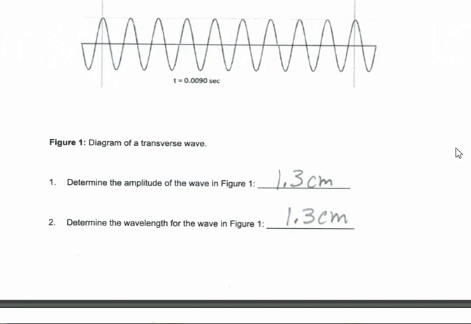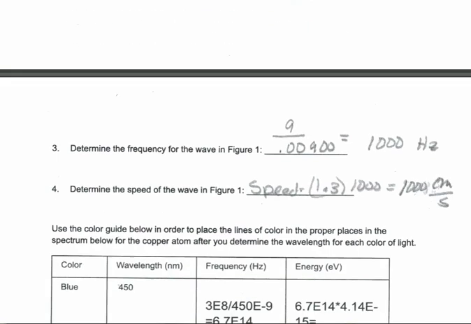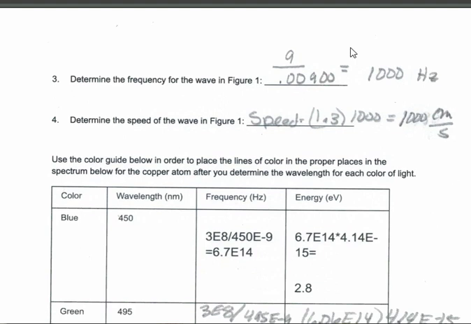All right, what about getting frequency? Well, you got to count the number of bumps you see, number of bumps you go through, and divide it by the time. So let's count that. That's 1, 2, 3, 4, 5, 6, 7, 8, 9 bumps. And the time is 0.009 seconds. So we take 9 divided by 0.009 seconds, and you'll get 1,000 hertz. And here's my calculation for that. 9 divided by 0.00900 equals 1,000 hertz.